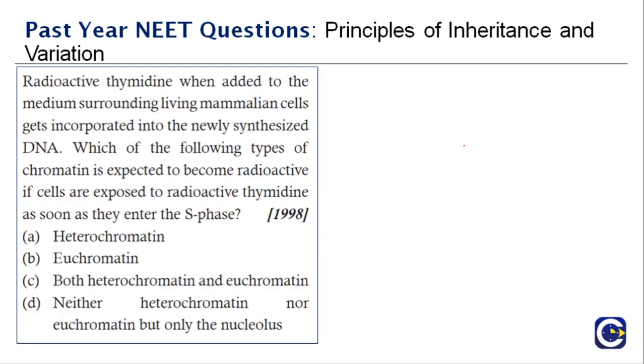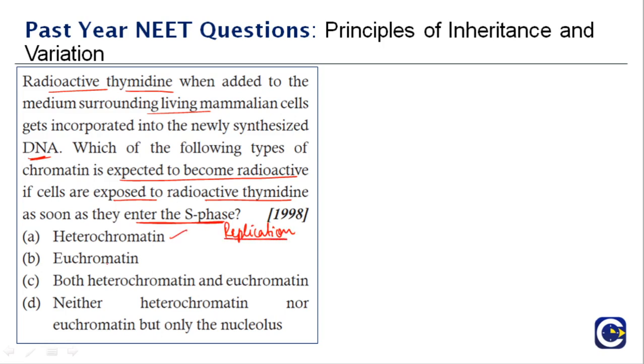This is an interesting question. Radioactive thymidine, when added to the medium surrounding living mammalian cell, gets incorporated into the newly synthesized DNA. We all know, right? Radioactive thymidine will get incorporated in DNA. Which of the following types of chromatin is expected to become radioactive if cells are exposed to radioactive thymidine as soon as they enter the S phase? What happens in the S phase? Replication. Okay, so replication takes place in the S phase. So what will become radioactive?